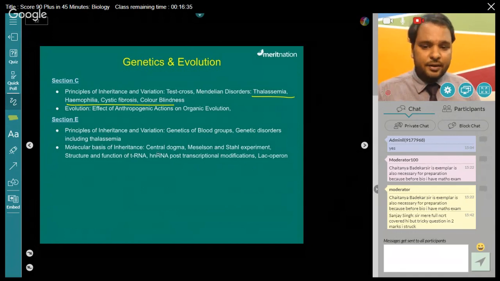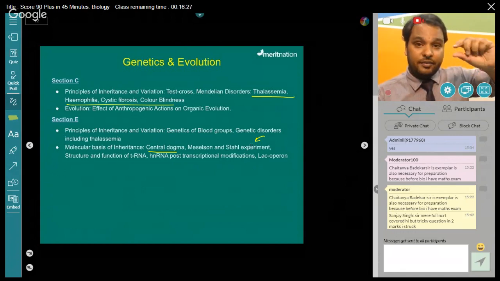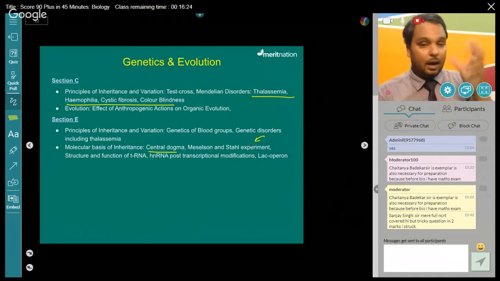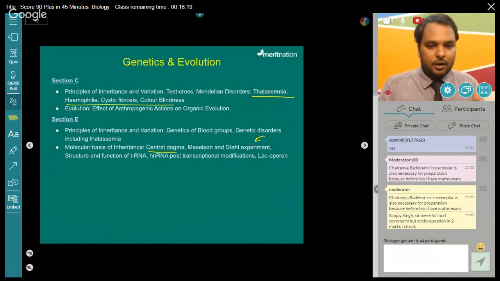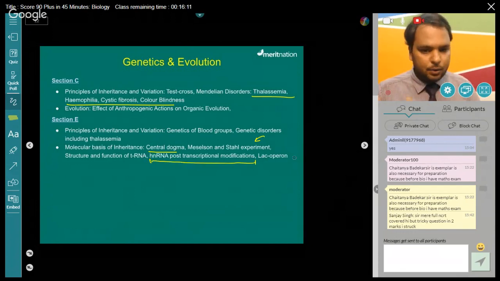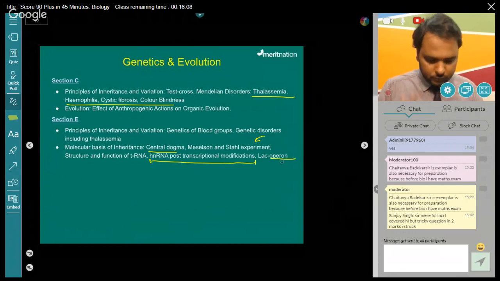Molecular basis of inheritance, central dogma, Meselson and Stahl experiment. If you can draw the experiment diagram, the difference between the DNA and how they appear in the centrifugation tube, if you can draw that, full marks. No one can cut your marks. Structure and function of DNA, the clover leaf model, and post-transcriptional modifications. As I told you, prepare it for 5 marks. Understood? So once again, genetics and evolution is very, very important, 18 marks. If you can write it, you'll get 18 marks. No one will cut your marks.